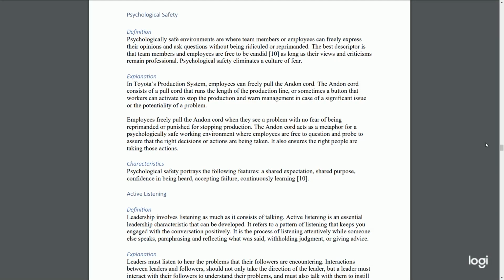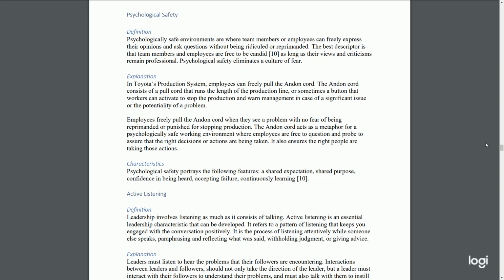Psychological safety. Definition. Psychologically safe environments are where team members or employees can freely express their opinions and ask questions without being ridiculed or reprimanded. The best descriptor is that the team members and employees are free to be candid as long as their views and criticisms remain professional. Psychological safety eliminates a culture of fear.